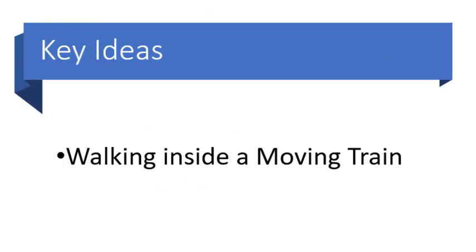When a person walks inside the compartment of a train, the speed of the person as seen by a stationary observer on the ground will be different than the speed of the train. It could be greater or less than the speed of the train depending on the direction of movement of the person within the train.